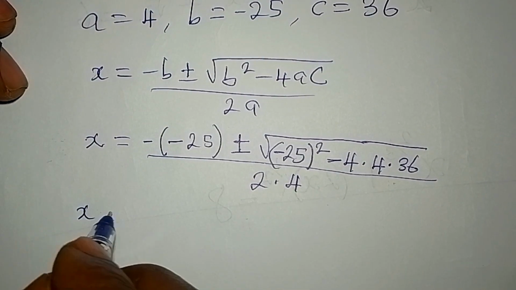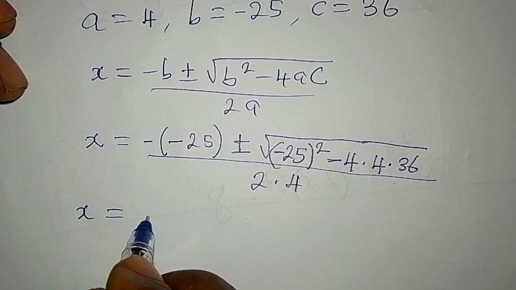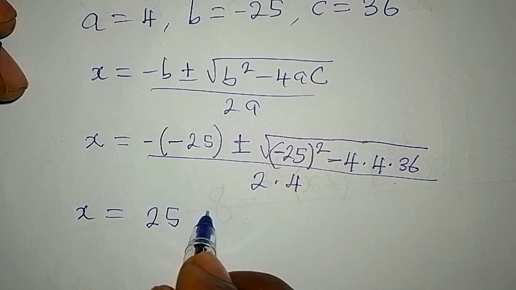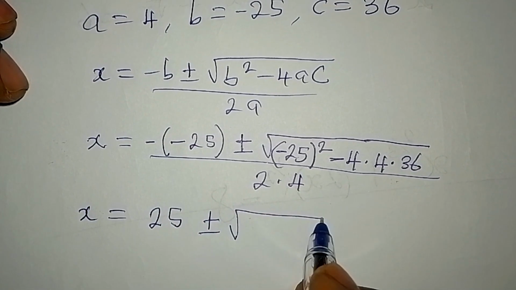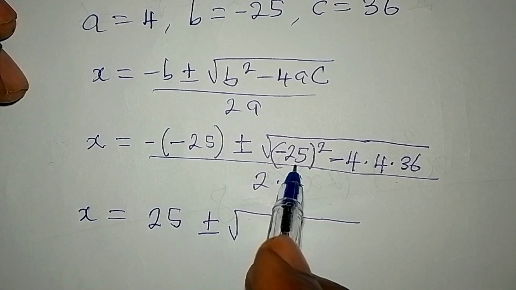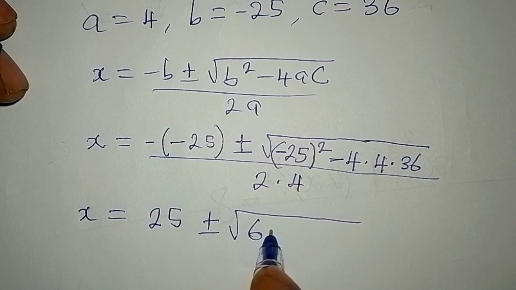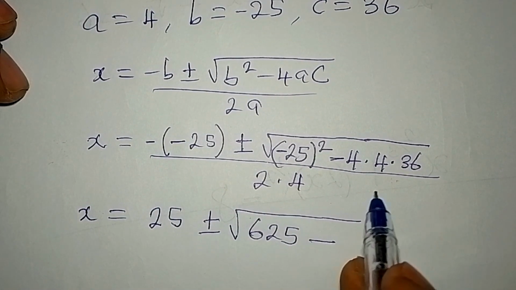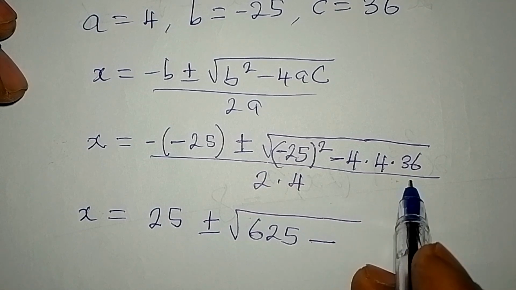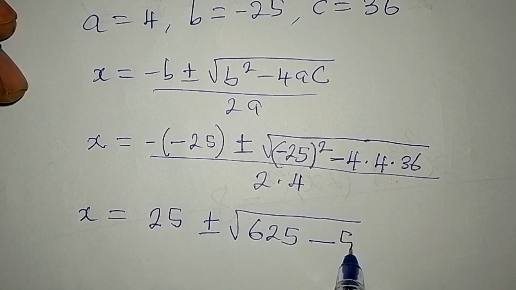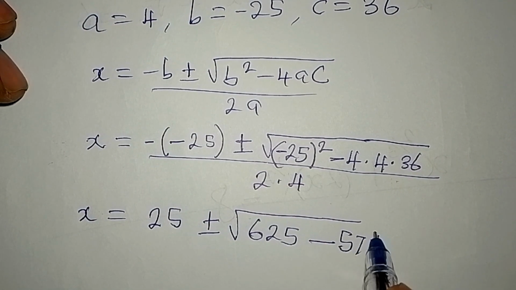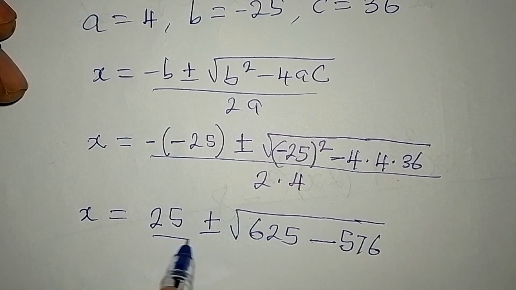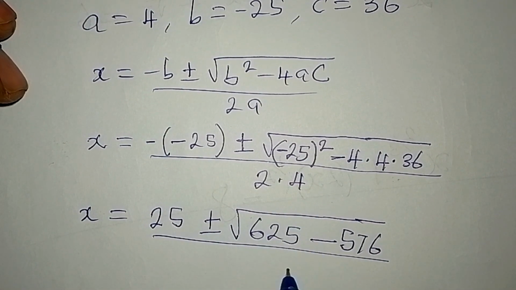Now our x will be equal to negative, which will give positive 25, then plus or minus, negative 25 squared will give us 625. Then minus 4 times 4 is 16. 16 times 36 is 576. So the whole of this will be divided by 2 times 4, and 2 times 4 is 8.